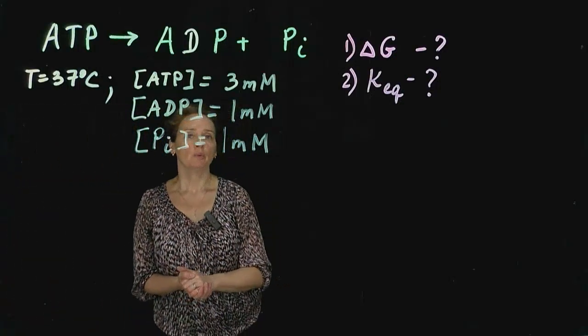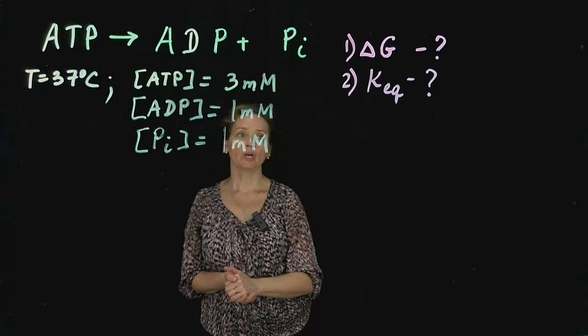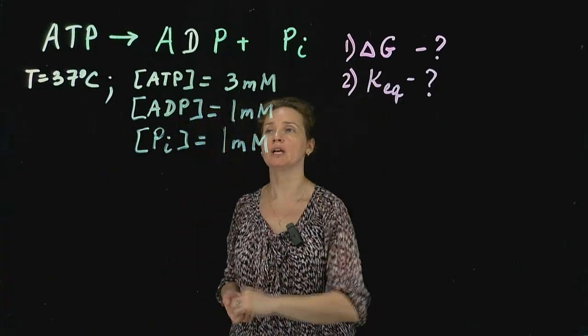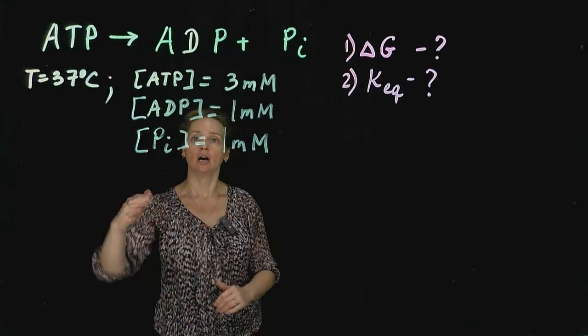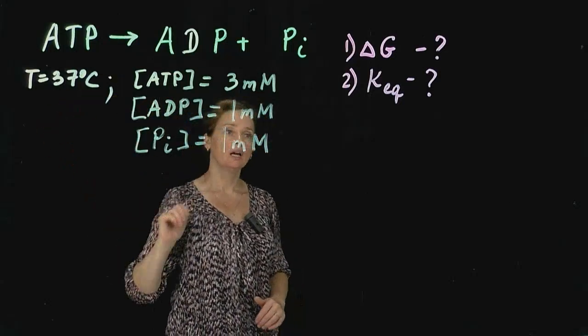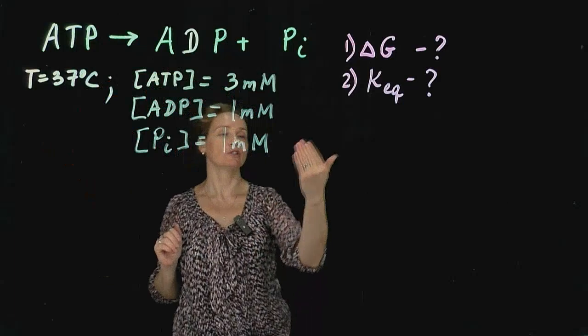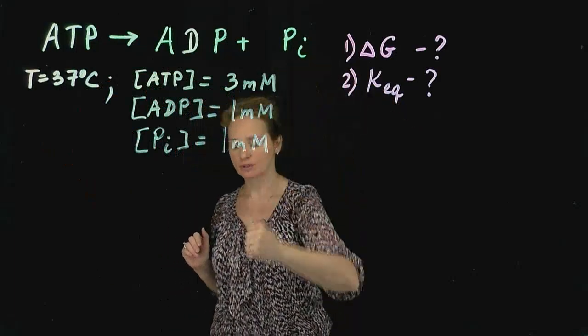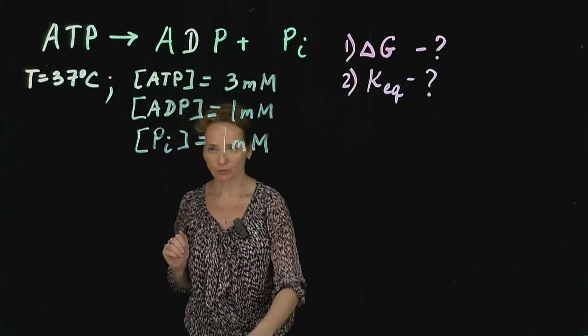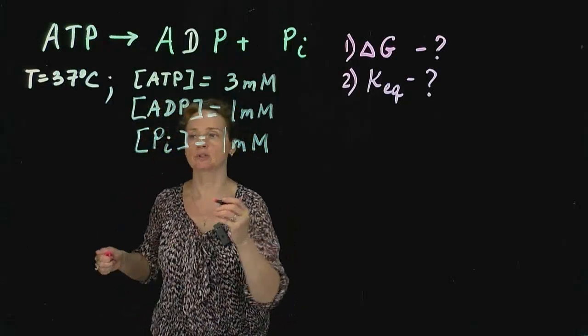In this problem, we are asked two questions. So we are asked to calculate the free energy change for this reaction under the conditions given, and we are asked to actually determine the equilibrium concentration for the same reaction. So we're going to first answer the first question.